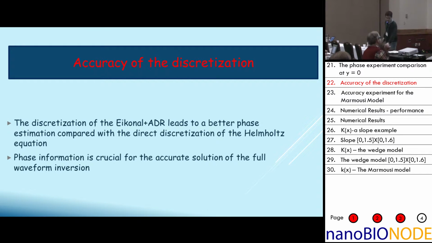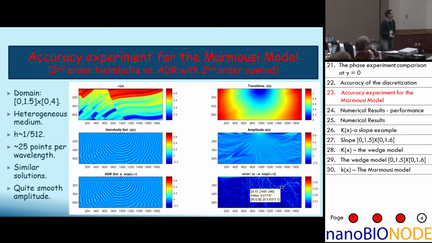Because you saw the errors that this brings. So this is just to show you. This is the same domain. H is 1 divided by 500, 25 points per wavelength.